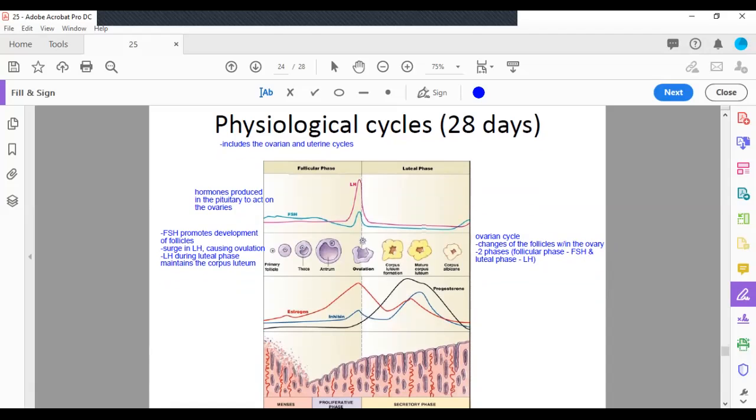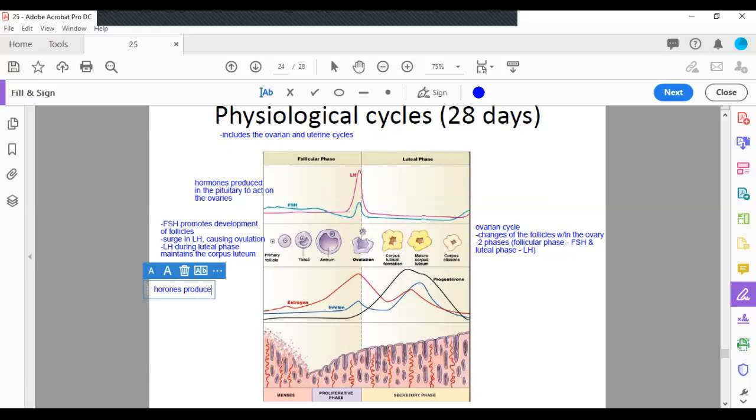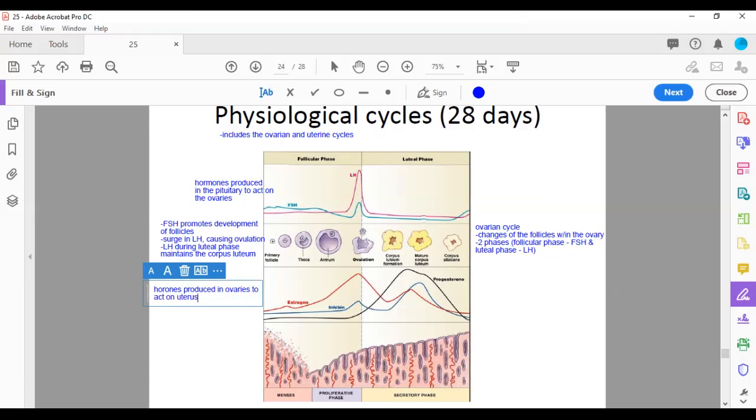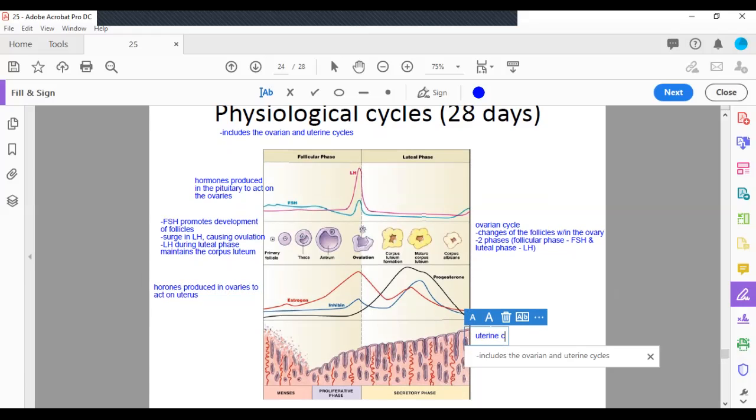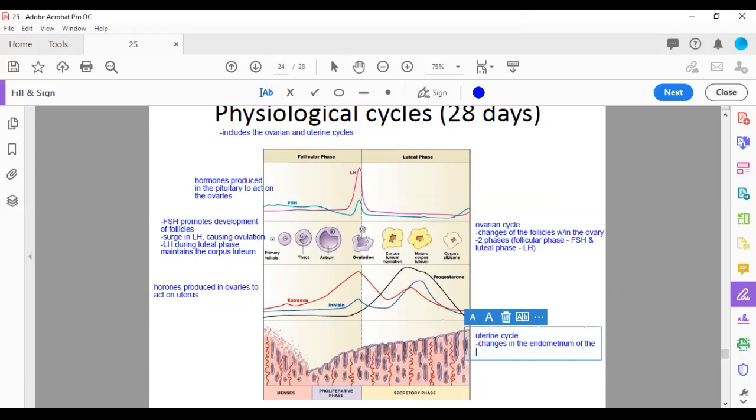So these are the hormones produced in the ovary: estrogen, progesterone, and inhibin. So hormones produced in the ovaries act on the uterus, and this would be known as the uterine cycle. So you can see changes in the endometrium of the uterus.